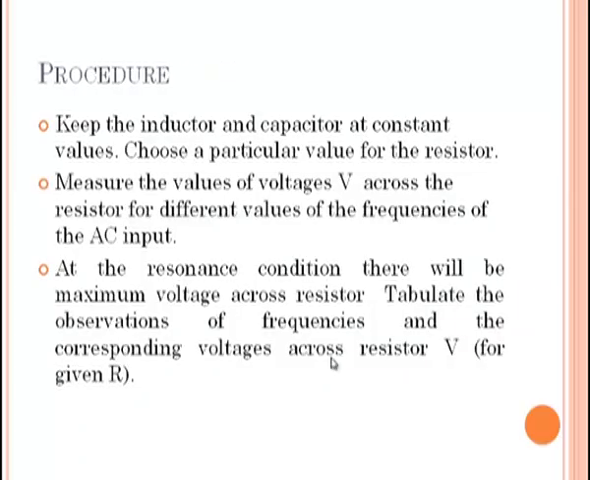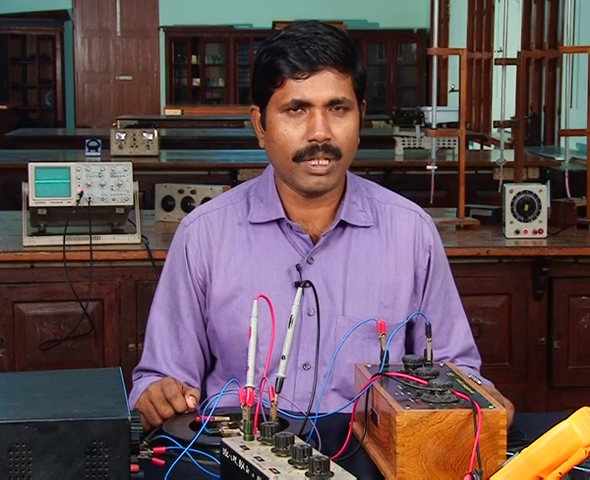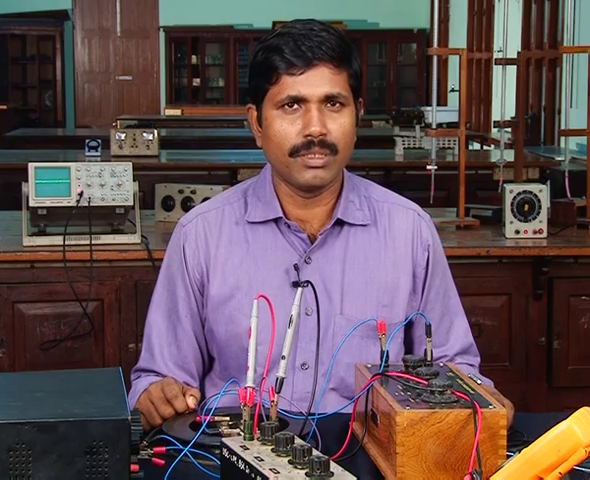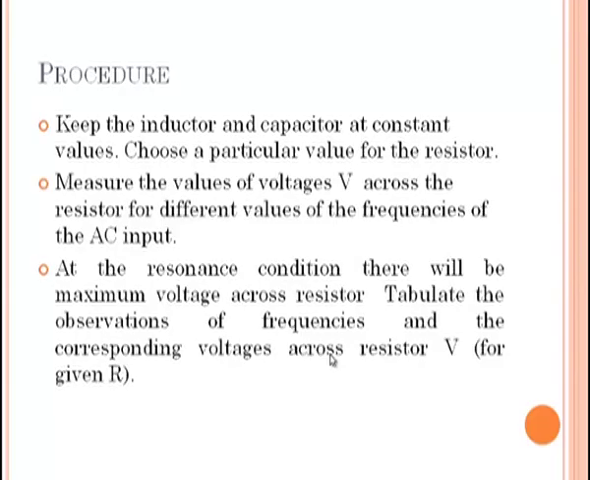Now, the procedure for this experiment. First, keep the inductor and capacitor at constant values. Choose a particular value for the resistor. Measure the voltage across the resistor for different values of the input AC frequency. At the resonance condition, there will be maximum voltage across the resistor. The frequency at which this maximum voltage occurs is called the resonant frequency.